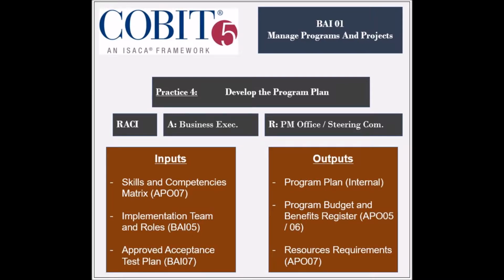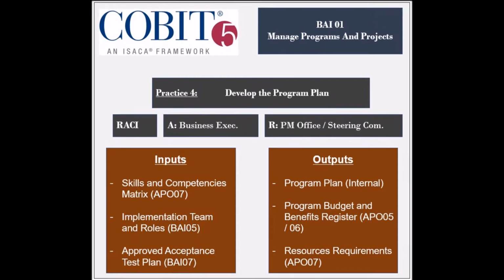The practice receives several inputs that include the Skills and Competencies Matrix from the BAI01 process, the Implementation Team and Roles from the BAI05 process, and the Approved Acceptance Test Plan from the BAI07 process. It generates three outputs, which are the Program Plan to be used internally, the Program Budget and Benefits Register to be used by the BAI05 and 6 processes, and the Resources Requirements to be used by the BAI07 process.